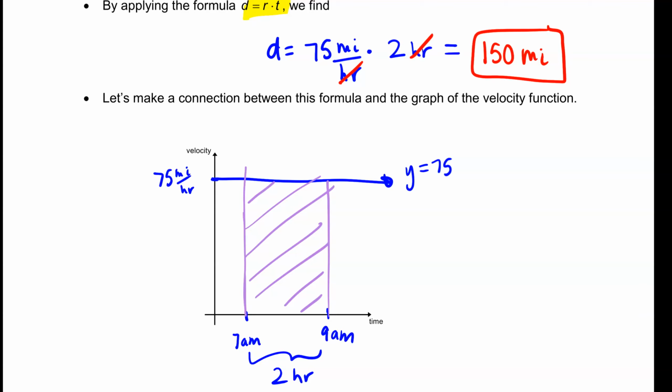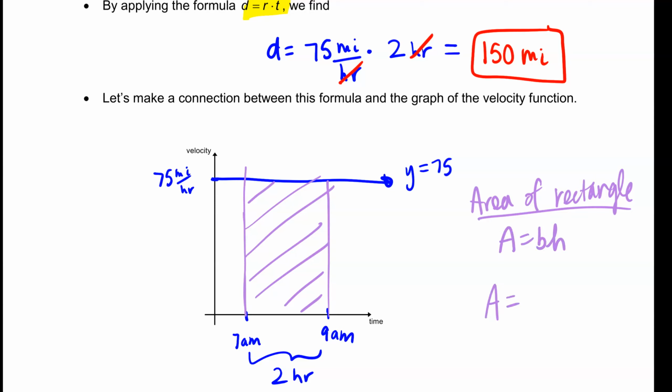Okay, so we're trying to make a connection between the formula D equals R times T and this graph. So notice I listed out my start, 7 a.m., my end, 9 a.m., and my rate, 75 miles per hour. If I want to find the area of this rectangle in purple I just drew, think what it would be. Area is base times height. So here, what is my base? 2 hours. What is my height? 75 miles per hour. Oh my gosh, guess what? We get 150 miles. So it's connecting to our equation, D equals RT.